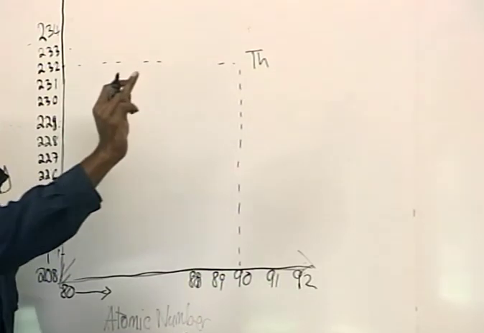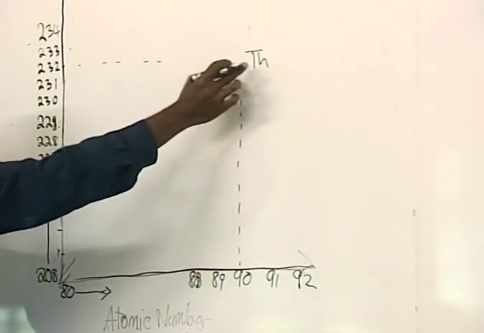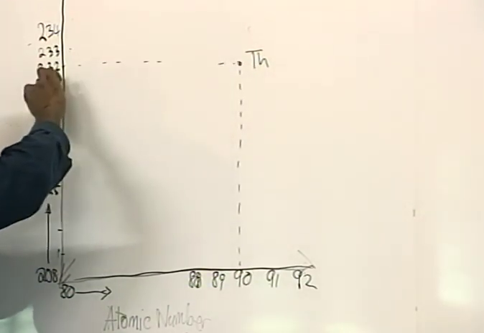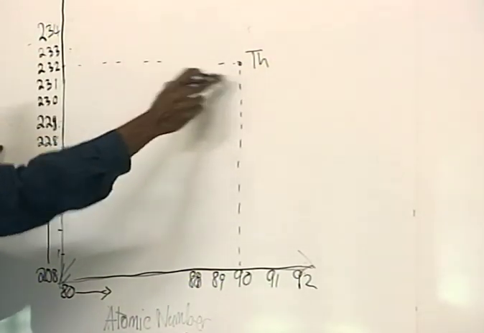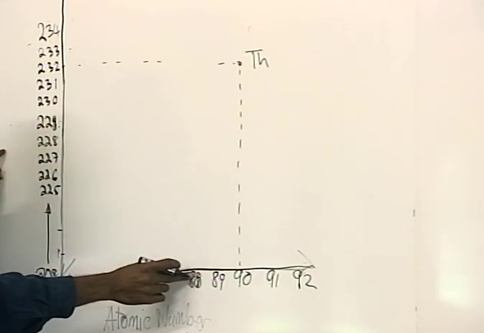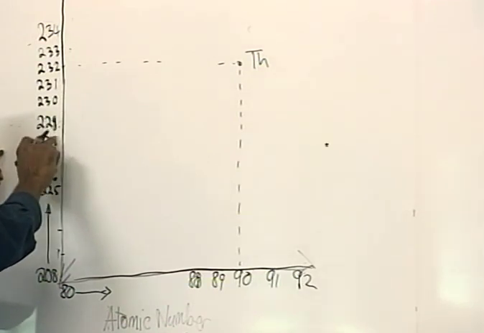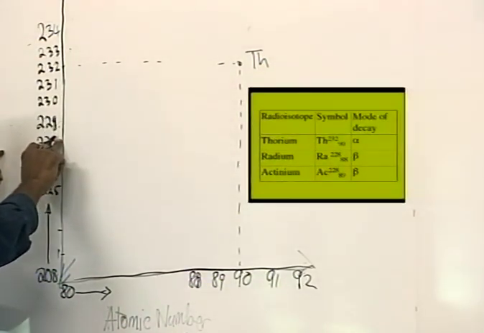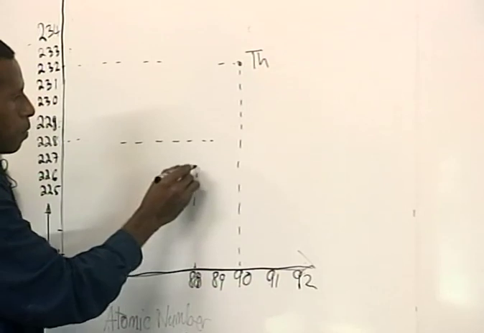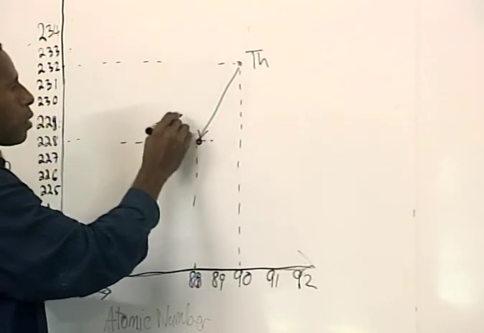For the first, the alpha decay, you have to subtract 4 from the mass number, and 2 from the atomic number. So 90 minus 2 comes to 88, and 232 minus 4 is 228. This one will be Ra.